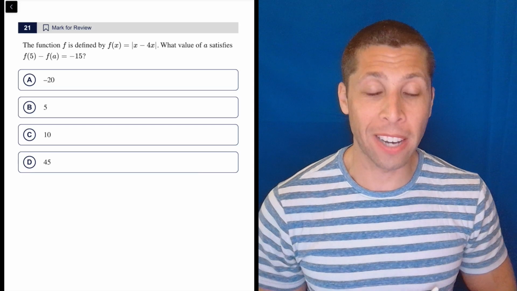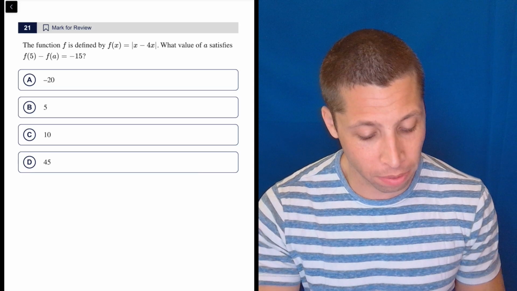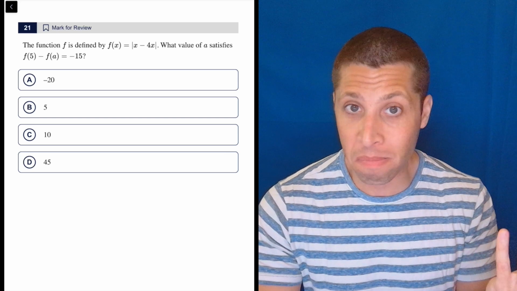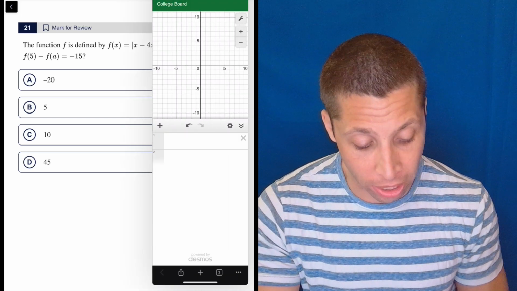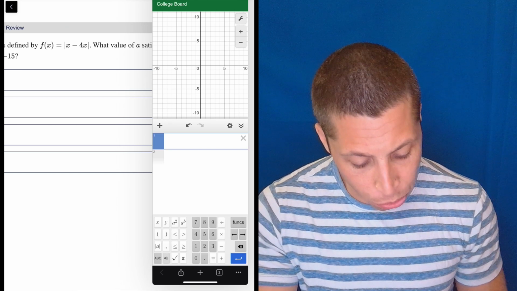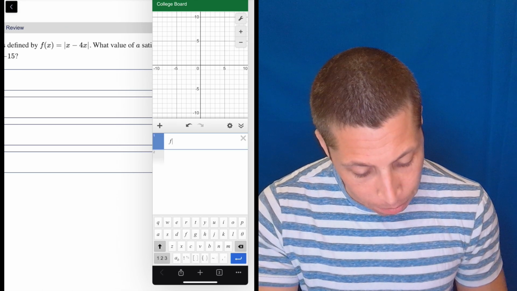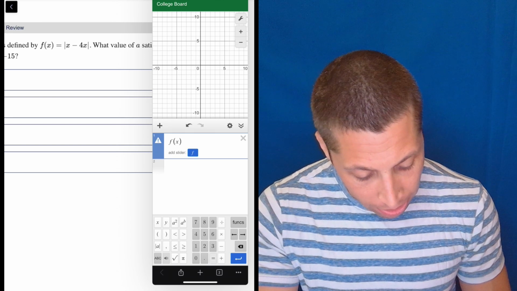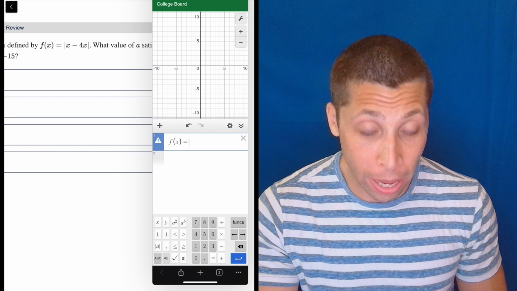I think we should use this as an opportunity to show off the power of Desmos, because even with something weird like absolute value, we can solve this without really much thought or much chance of error. So first thing I would do is type in the equation that I'm given, and I would use the f of x there so that I can use the function notation again later.